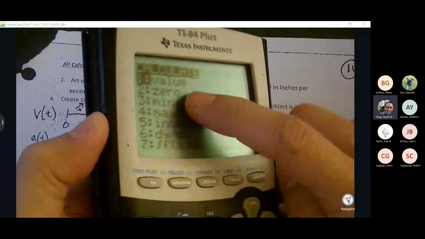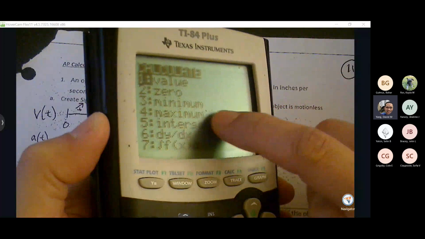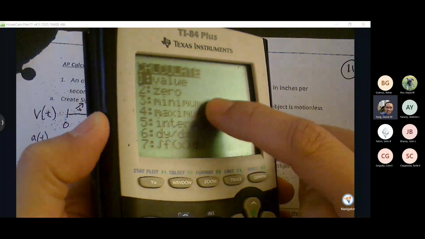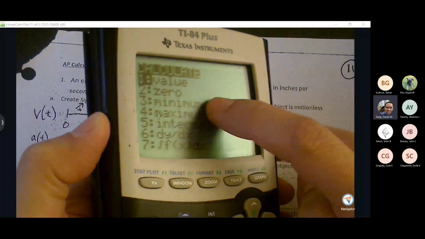If you're looking for an x-intercept, you'll do 0. If you want to look for a max for your graph, then you select max. If you want to look for a minimum, you'll select minimum.